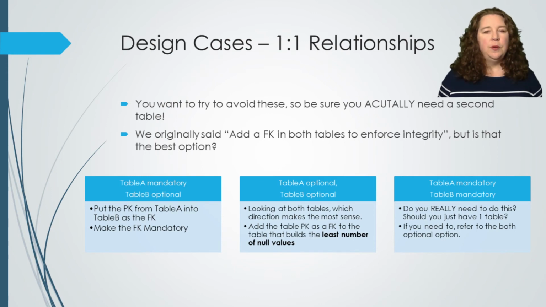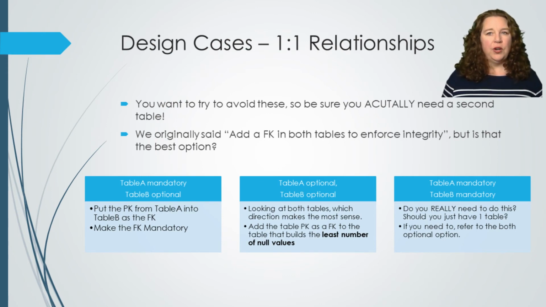The last one is where both A and B are both mandatory. If both A and B are both mandatory, why is it 2 tables? Because if they're both mandatory, they should really be combined. And in most cases, when you're first designing, you're like, well, yeah, totally, this is 2 different pieces of information, but it's mandatory that you have both sets of information.